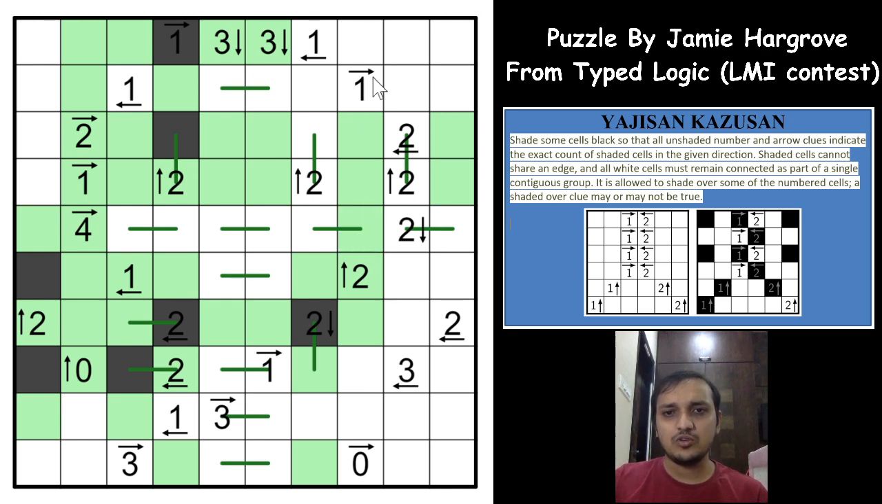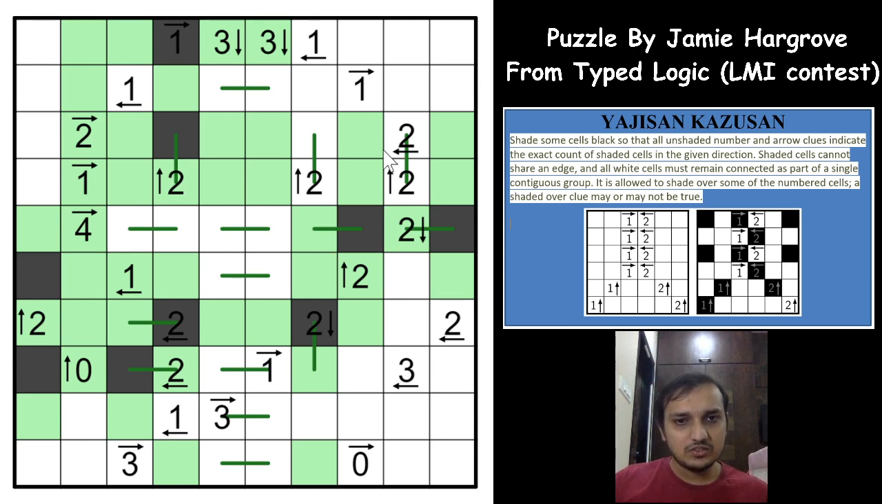If you unshade this cell, you will not have 2 shaded cells for the 2 to be true, which means this cell is shaded, which makes this cell as shaded, and which makes this cell as true now. You have 2 shaded cells in this direction. Let's see if we get anything here. So one of these 2 cells has to be shaded, right?